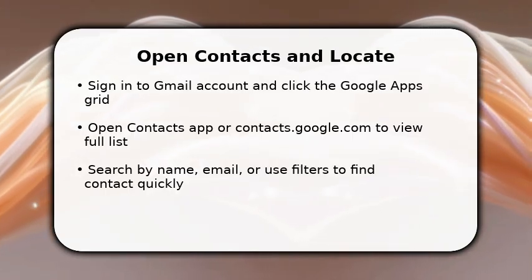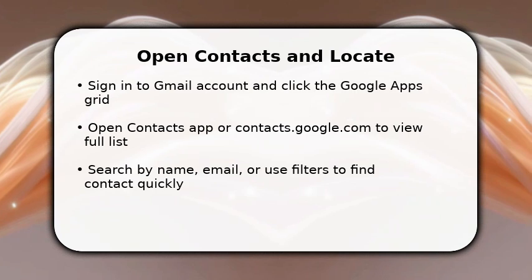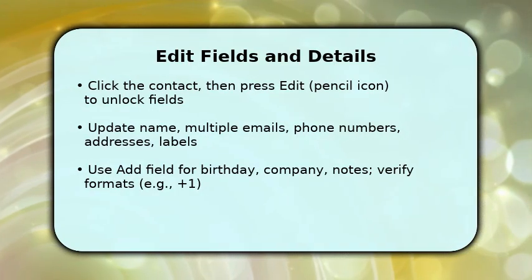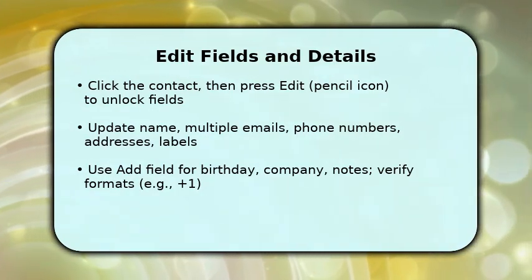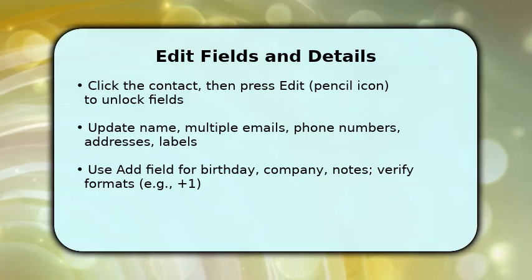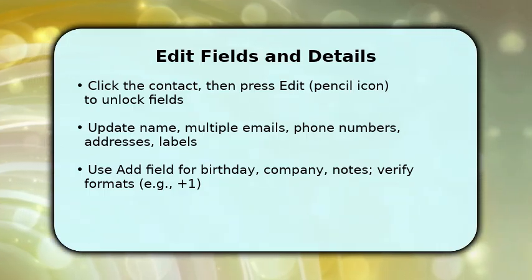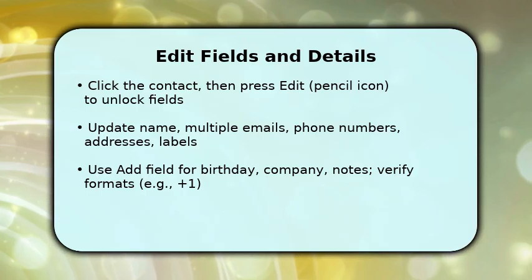Click the contact to open its details, then choose Edit. You'll see all editable fields. Change name, add or remove email addresses and phone numbers, and use labels to keep records organized. These labels sync across Gmail.